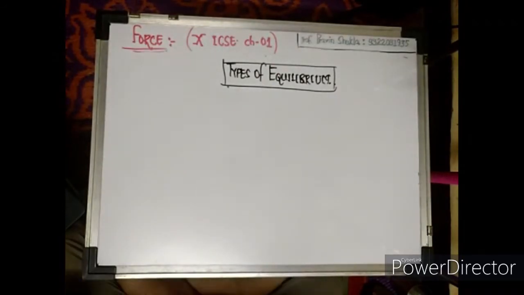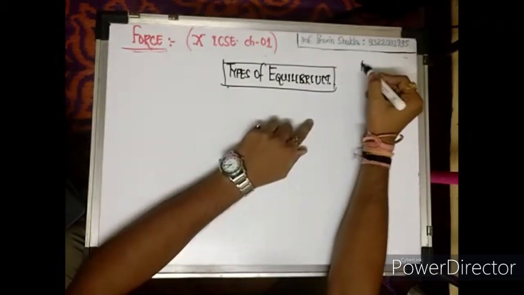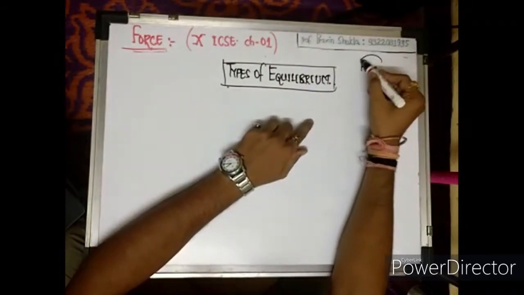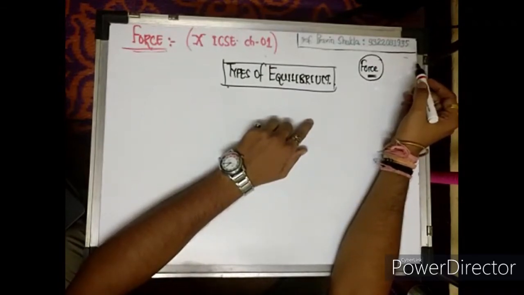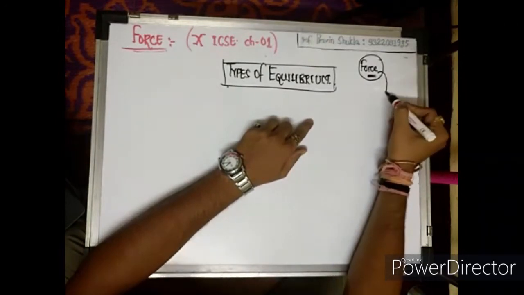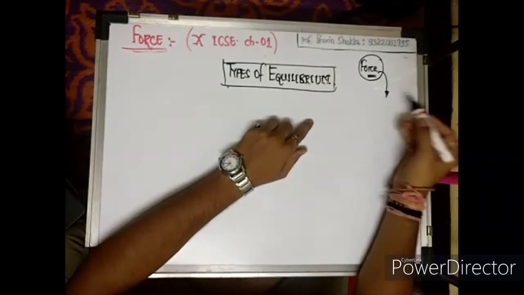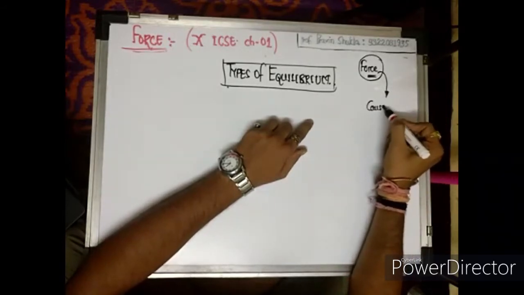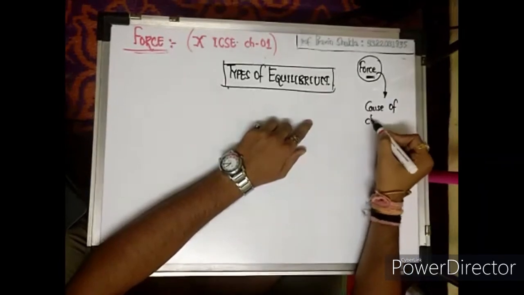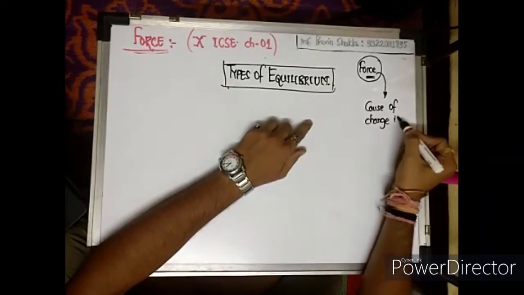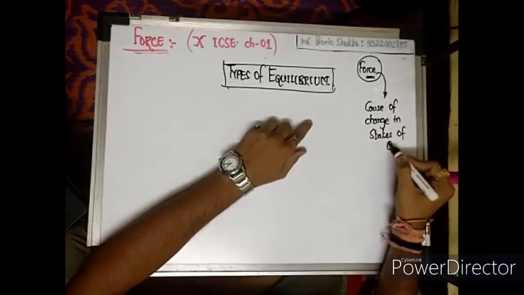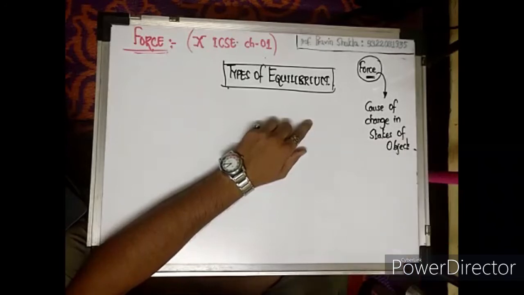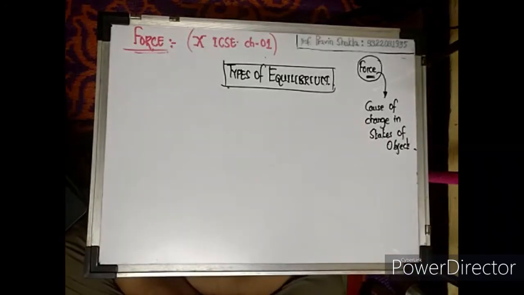So when I say it becomes zero, understand this. What does the force do? Why is force important? I had already shared some videos with you. Have you seen that? Force is important because it is the cause of change in states of object. When I say it is the cause of change in states of objects, what does this mean?